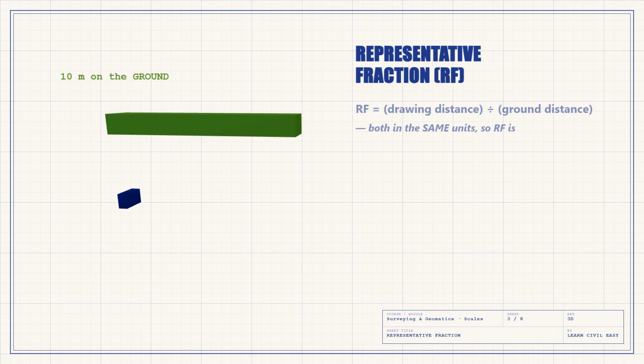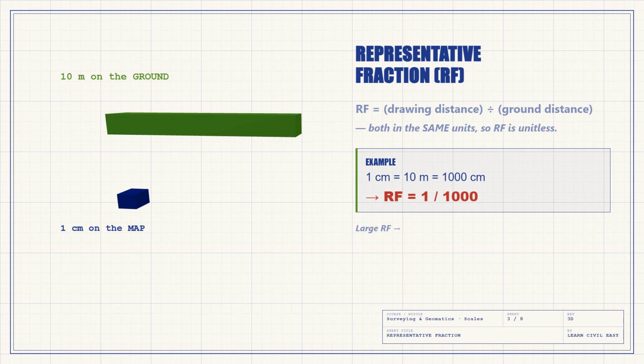Now, how do we actually write the scale? For that, we use something called the representative fraction, RF for short. Listen carefully. The RF is simply the distance on our drawing divided by the real distance on the ground. But remember one golden rule: both must be in the same units. Let me show you. Suppose 1 centimeter on the paper stands for 10 meters on the ground. 10 meters is 1000 centimeters, so our RF becomes 1 by 1000. Simple, elegant, and it works in any unit system.